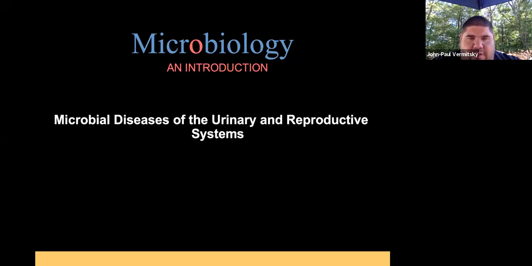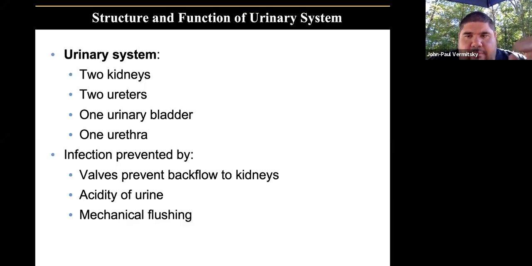Okay, so today I'm going to talk about infections of the urogenital tract. This is going to include both the urinary and the reproductive tracts. The urinary system is going to consist of your kidneys, ureters, bladder, and urethra.